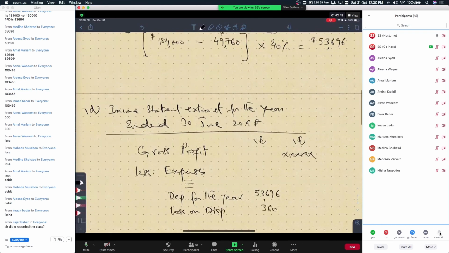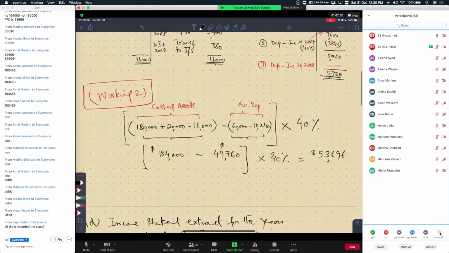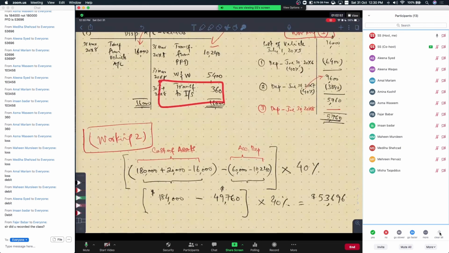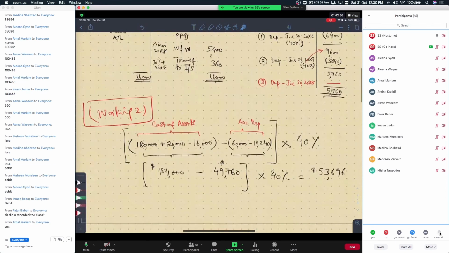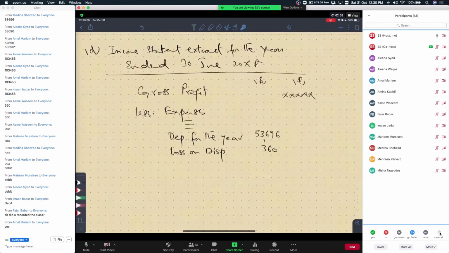And we are also going to show loss on disposal, which was 360. And that's how this loss on disposal here was also transferred to the income statement. So this 360 comes here. So we understand the income statement extract. Please give me a green check. We already know this. We have been making full length income statements, and the extract shouldn't be a problem for us. We should have already known this part, right?